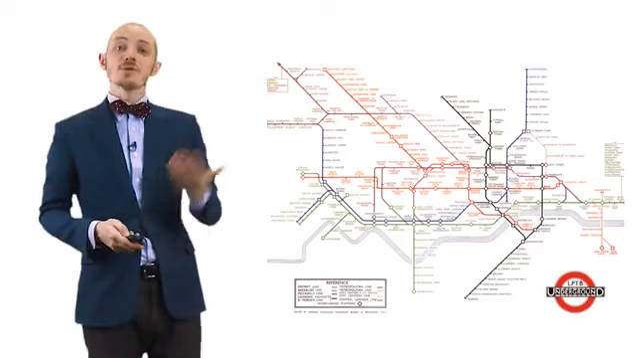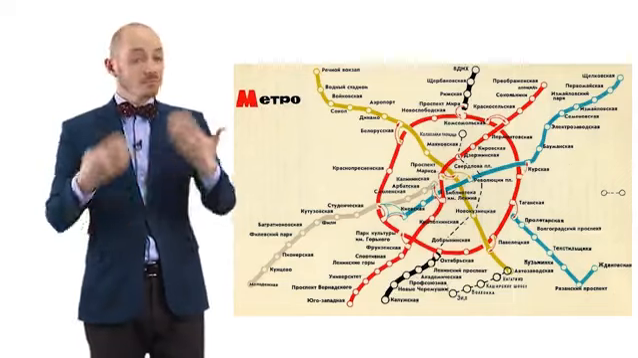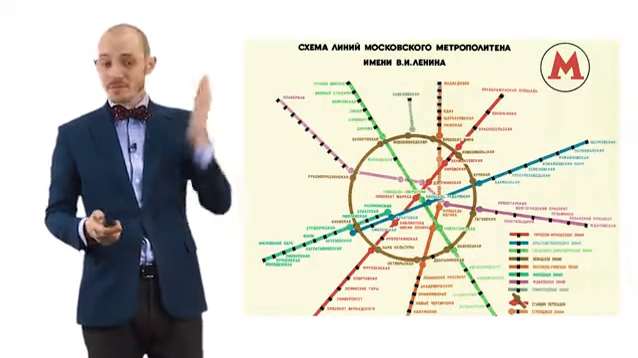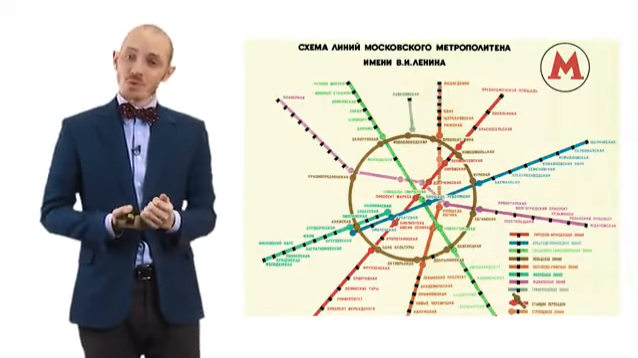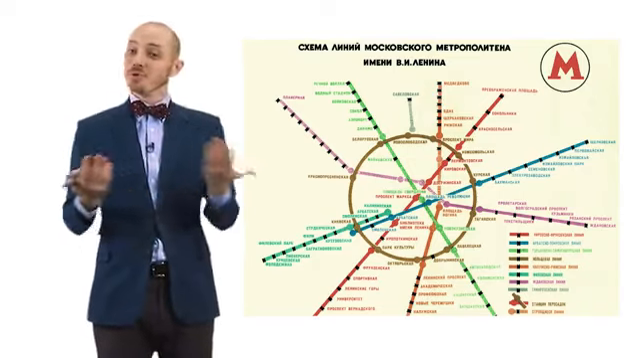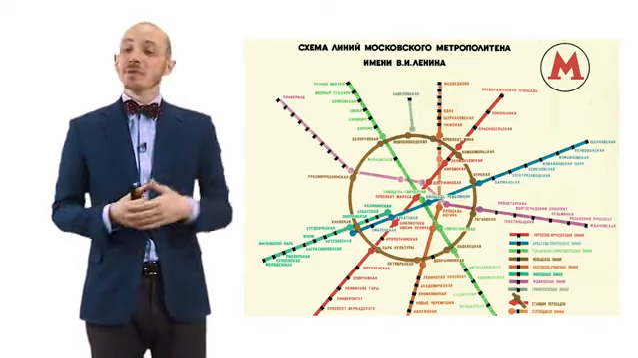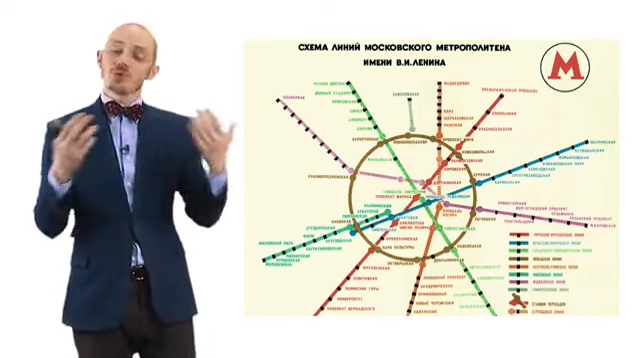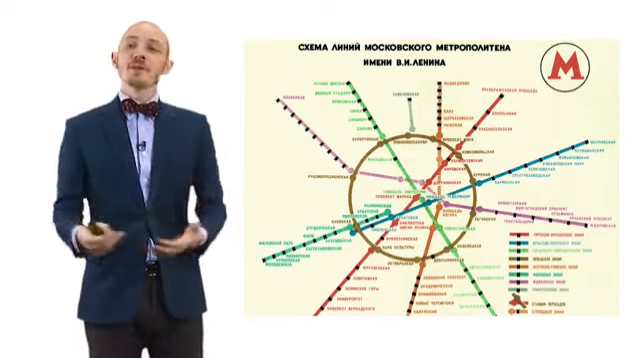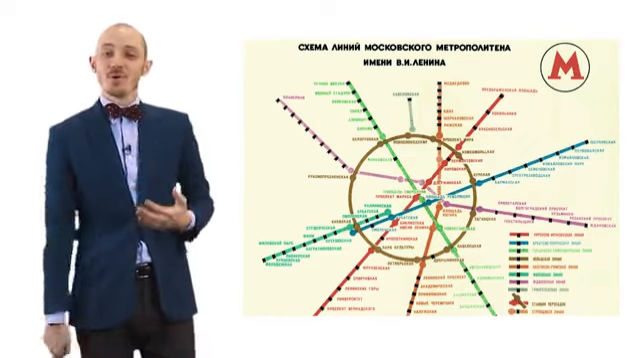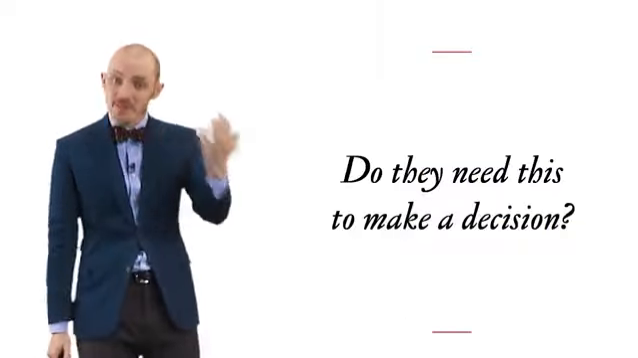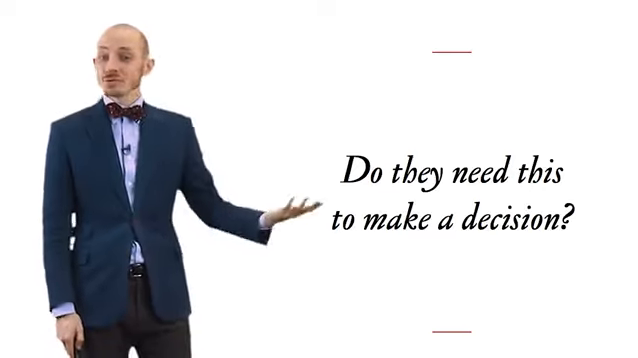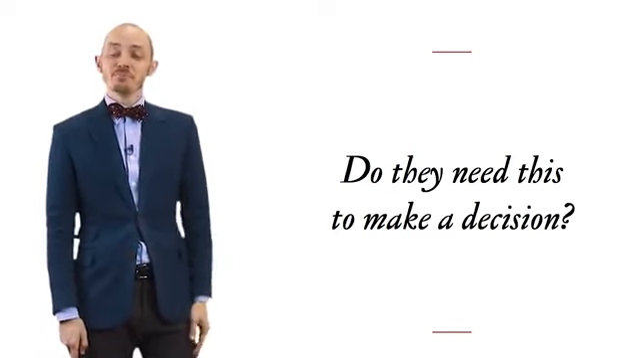The same thing happened in Moscow. It used to be like this. It used to be too much detail, too much data, unnecessary information, and at some point somebody decided to remove everything which wasn't necessary. Much more beautiful geometric design, and I think the same thing we should be striving to accomplish as far as our slides are concerned. We should be trying to remove information which is not necessary in order to make a decision about this or that. So the question is, do they need this bit of information in order to make a good decision? And the answer is often no. Therefore, we should be removing stuff.